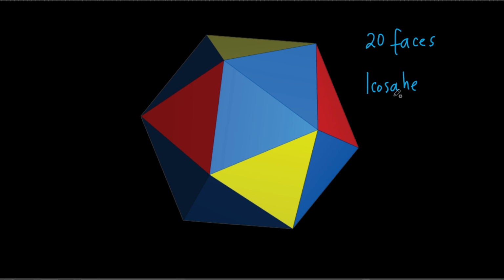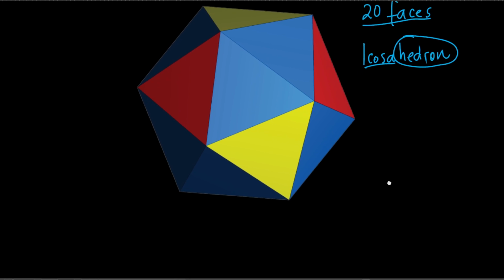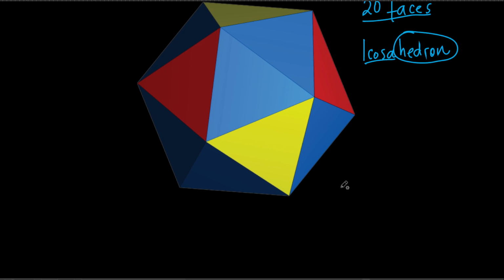So this is called an icosahedron. All right? It's got 20 faces. We'll stop right there with all these pictures. That's an icosahedron. You have to remember those prefixes. If you can remember hedron, this shouldn't be too bad. It's right there in front of you. It's icosahedron. I just said it 10 times.